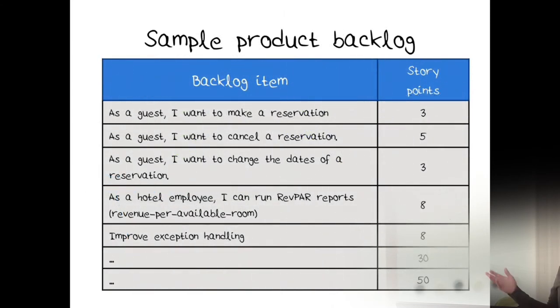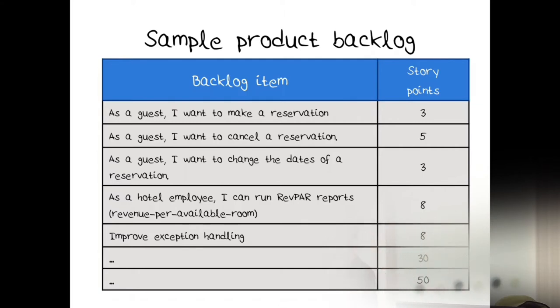So here's an example of poor user stories, but still, this is a product backlog, and this is some hotel reservation system. So as a guest, I want to make a reservation. Poor user story, but still. As a guest, I want to cancel a reservation. As a guest, I want to change the date of a reservation, etc., etc.